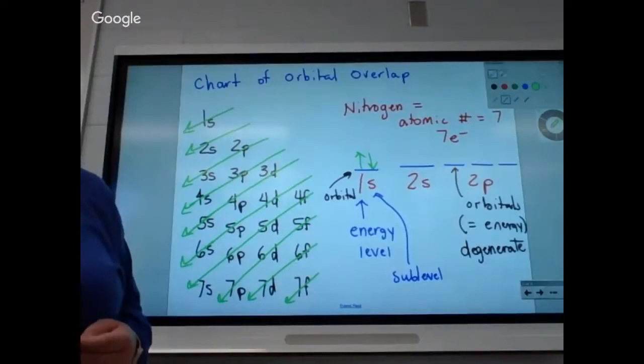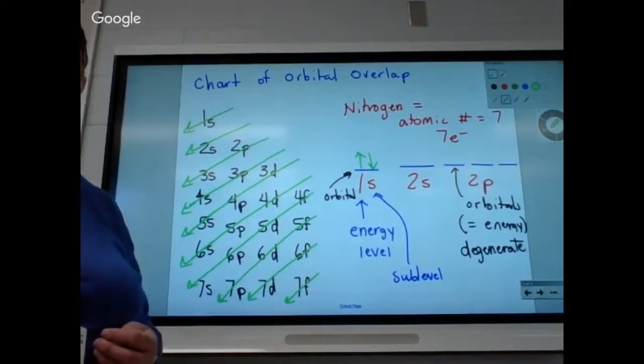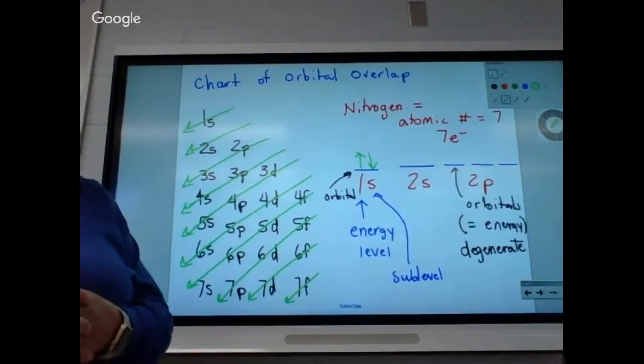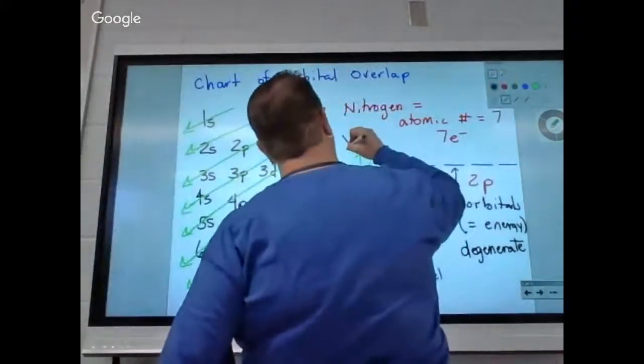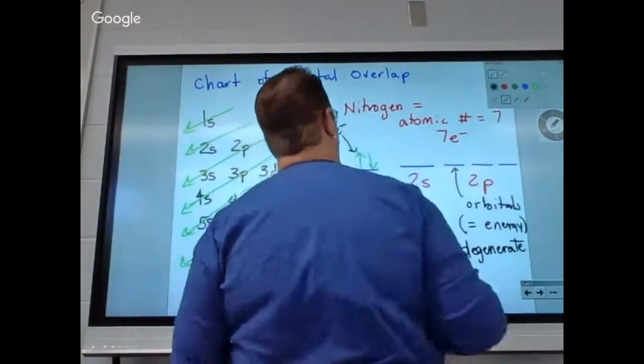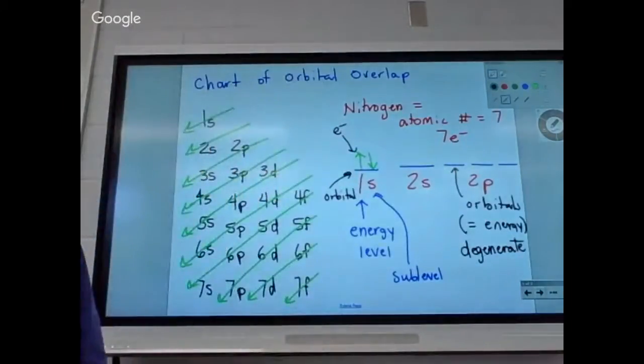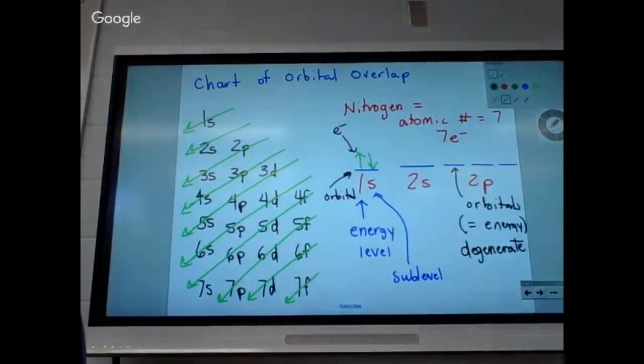I don't get where the arrows came from. The arrows are representing the electrons. That's the representation for the electrons. This is the electron. The arrow is the actual electron. Okay? We don't write E, we draw arrows. Okay? So, where's the third electron going?